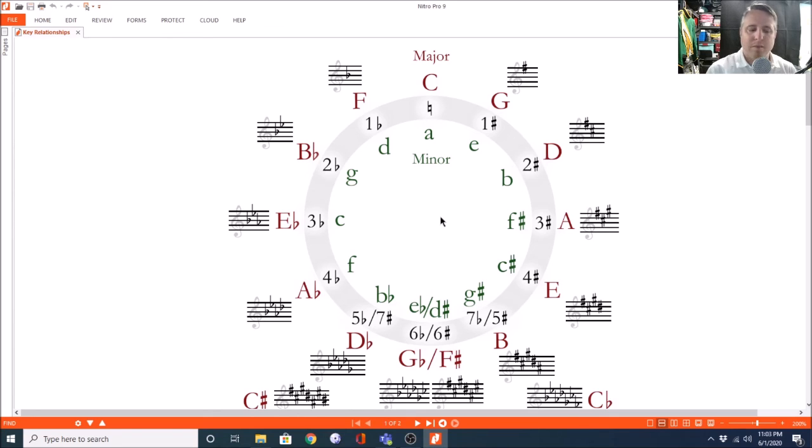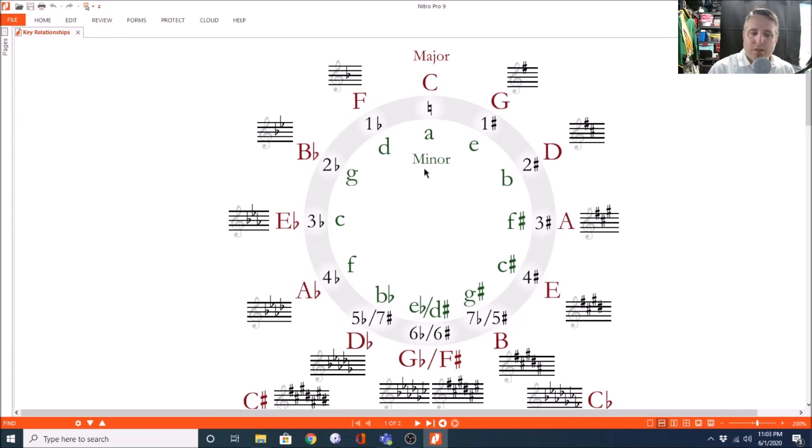So again, to review, we're talking about key relationships and closely related keys that share as many common tones as possible with the tonic key. The tonic is built on the 1st scale degree. The dominant is built on the 5th scale degree. If we were in C, it would be G. The subdominant is built on the 4th scale degree, in this case F. And the submediant or relative minor shares the same key signature, or again, if you are a singer, you could think of it as starting on La. So in this case, it would be A minor.